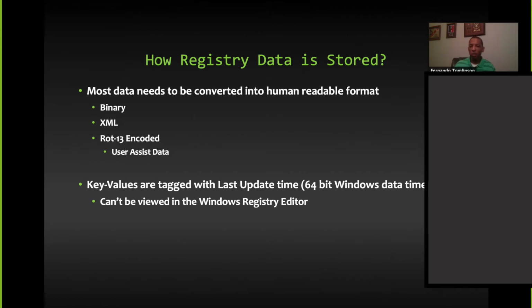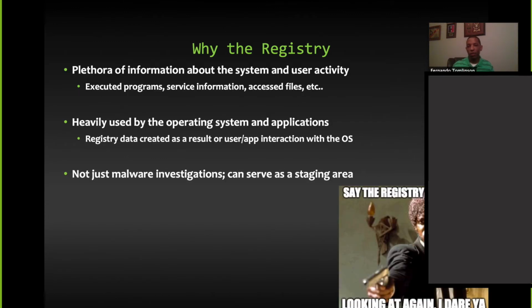Now, the keys themselves are tagged with the last update time. The format is Windows 64 time, and that's really a version of time. I won't really go into that, but just know that as the keys are updated, there is a last update time associated with it. What's horrible about that is by default, we can't view that in the Windows Registry editor that I had on the previous slide. But there's a way that we can actually get it. In some cases, we'll have to export the data. In other cases, we'll have to use a third-party tool. But have no fear, we can get that data.